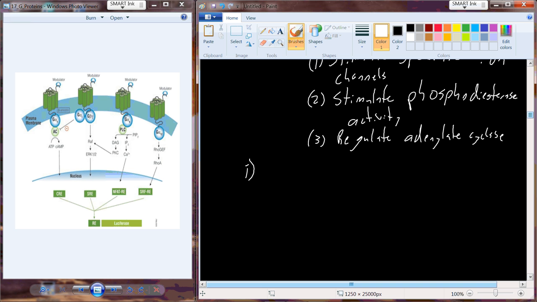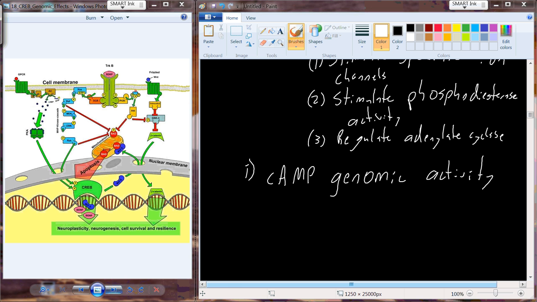All right, so cyclic AMP. We know cyclic AMP can upregulate protein kinase A, but there's actually another target for cyclic AMP. Cyclic AMP can also interact with the genome. It can up- and downregulate production of genes. So we can increase the phosphorylation capacity of the cell by increasing or activating PKA, but we can also modify the expression of genes. I know this is really complex, but it should be relatively familiar.